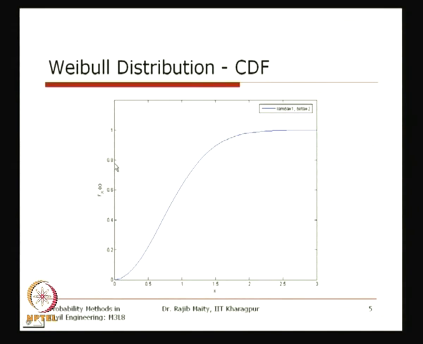For the same combination of parameters, lambda equals 1 and beta equals 2, which is the same PDF shown in the last slide, if we take the cumulative distribution, capital F of x, we get this type of distribution, which starts from 0 and is asymptotic to 1.